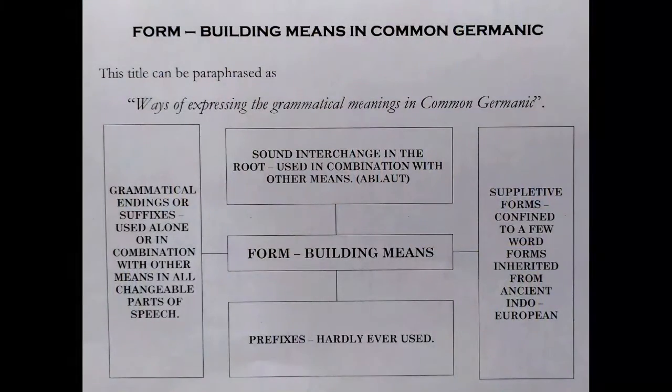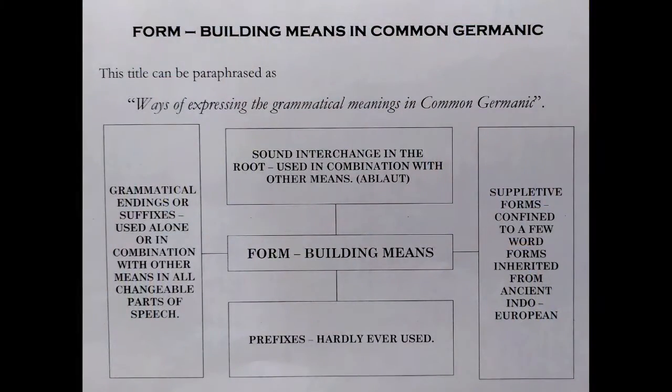The English language has no more such kind of declension of adjectives, but in all other Germanic languages we have a strong and weak declension adjective. This was all about features of Germanic languages. Next, form building means in Common Germanic. Next item of our lecture.